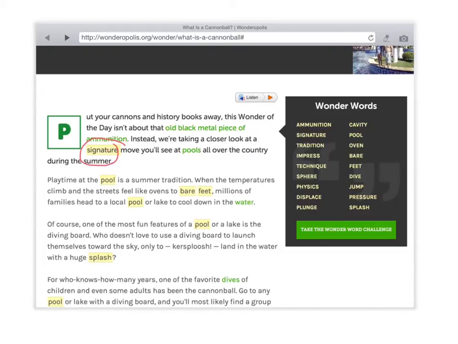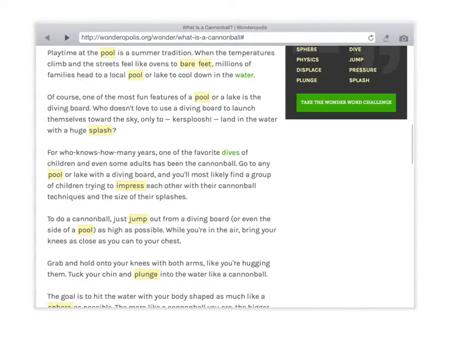Playtime at the pool is a summer tradition. When the temperatures climb and the streets feel like ovens to bare feet, millions of families head to a local pool or lake to cool down in the water. Okay, and I understood all of that, so I don't need to click on any of those words. Of course, one of the most fun features of a pool or lake is the diving board. Who doesn't love to use a diving board to launch themselves toward the sky only to, kerploosh, land in water with a huge splash? For who knows how many years one of the favorite dives of children and even some adults has been the cannonball.